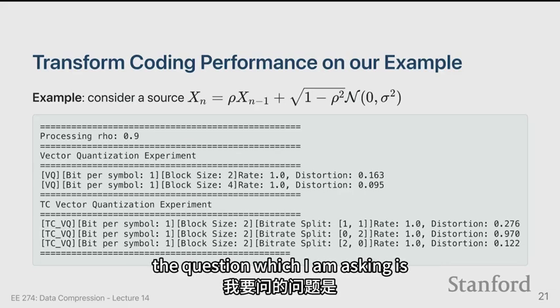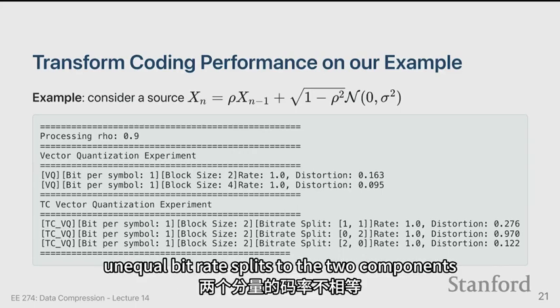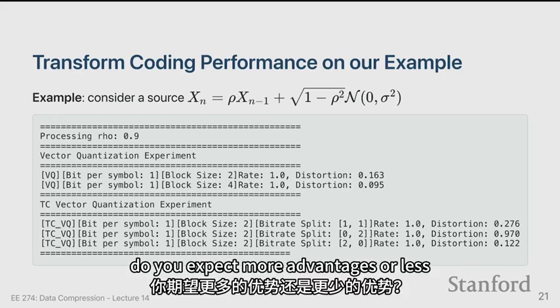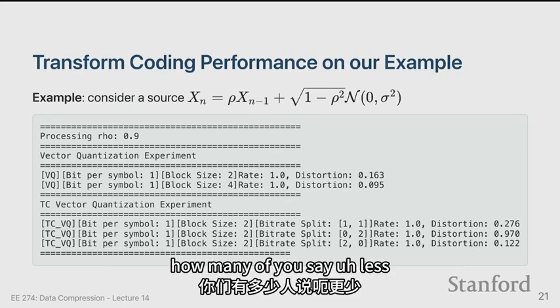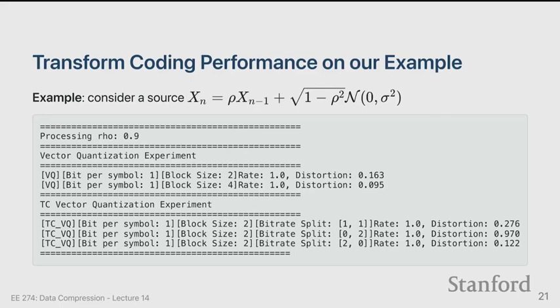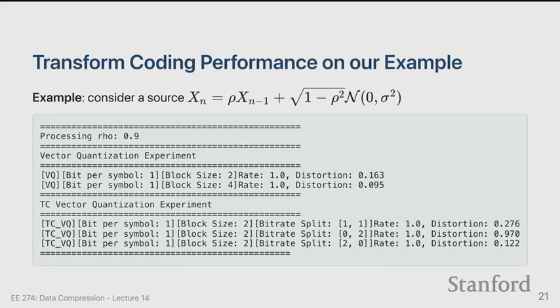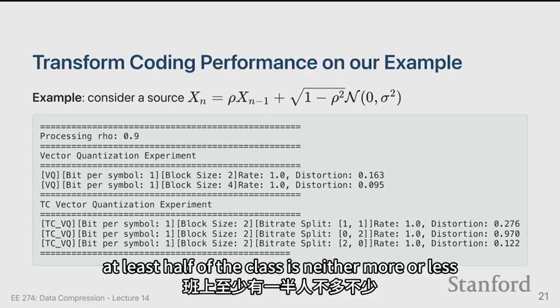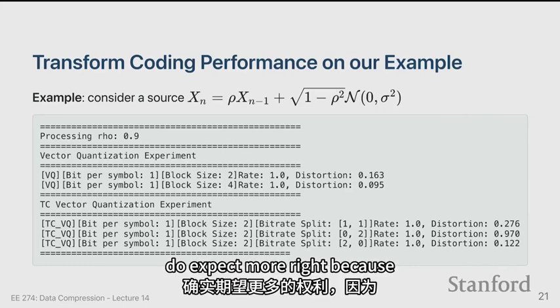And the question which I am asking is, what do you expect, for the transform coding VQ, when I give unequal bitrate splits to the two components? Do you expect more advantages or less? How many of you say less? How many of you say more? Okay, at least half of the class is neither more nor less, so equal, I guess. Okay, do expect more, right?